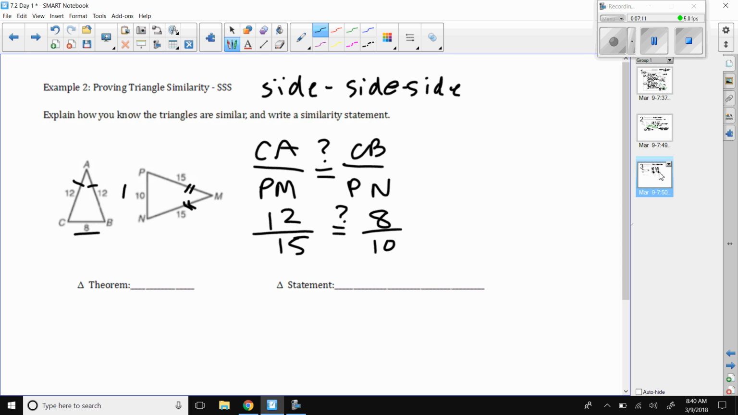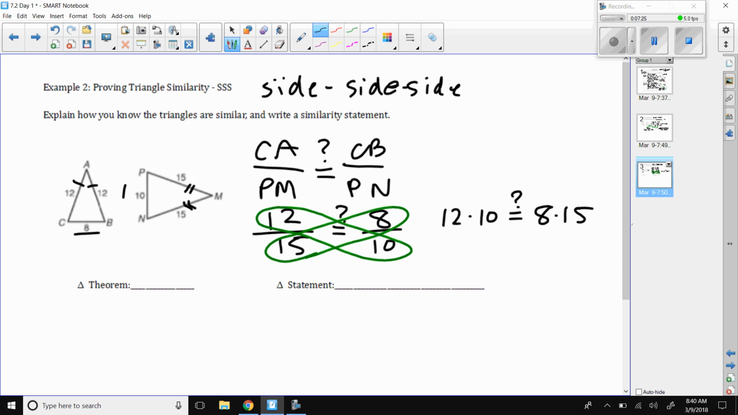So are these going to be the same? I need to cross multiply here. I end up with 12 times 10. Is this equal to 8 times 15? So 12 times 10 gives me 120. Is this equal to 8 times 15? Which is 120, so it is.